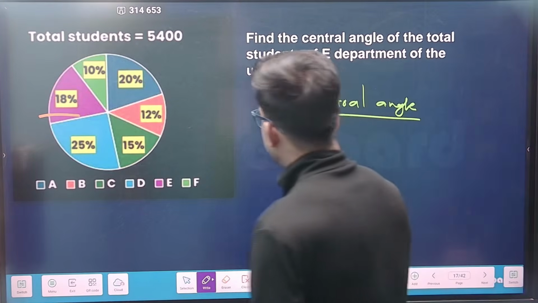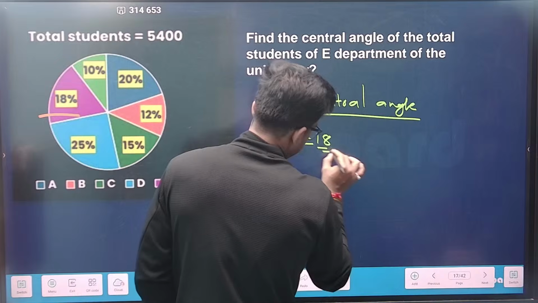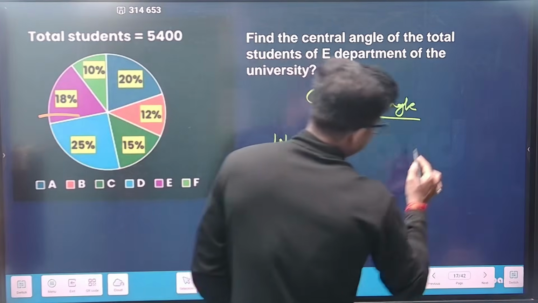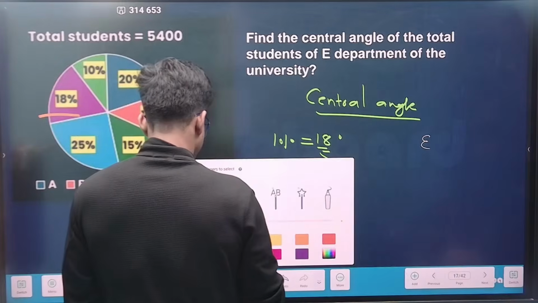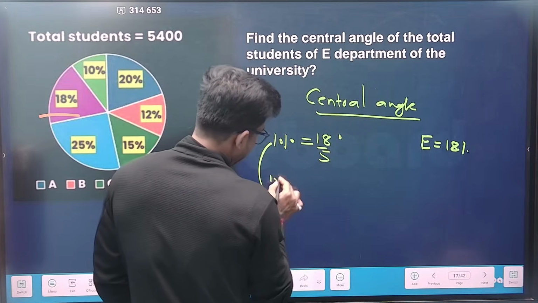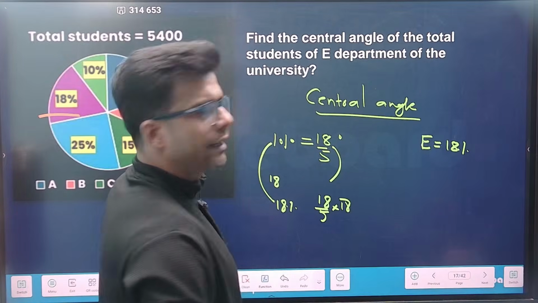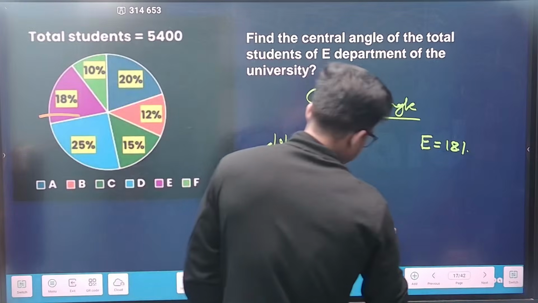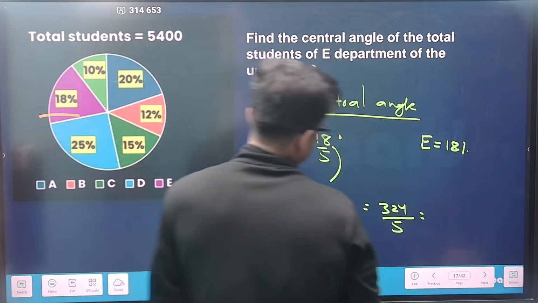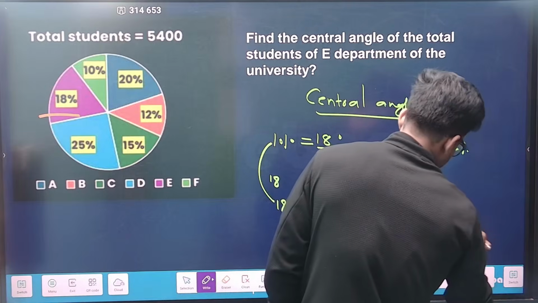See, guys, first of all, you should understand that 1% is equal to 18/5 degree. Correct or not? E holds 18%. If you multiply this by 18, then you need to multiply 18/5 by 18. Is it right? Which is 324 divided by 5, which is 64.8. Answer.